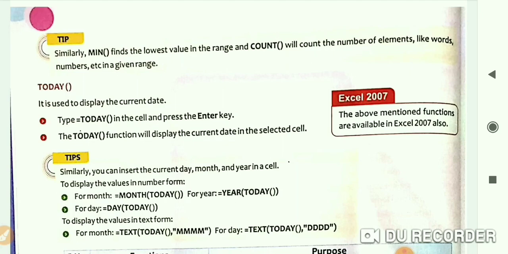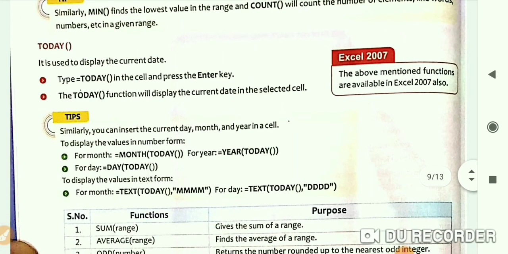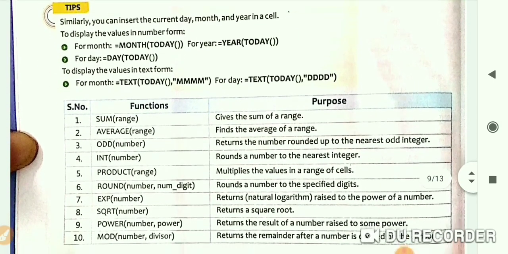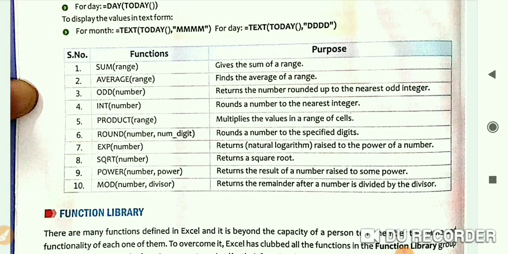in a given range. The next function is TODAY, and it is used to display the current date. You just have to type equal to TODAY in the cell and press the Enter key. The TODAY function will display the current date in the selected cell. So these are some functions given in the table. The function and its purpose are also given. You need to learn all these and try to use them on your computer.